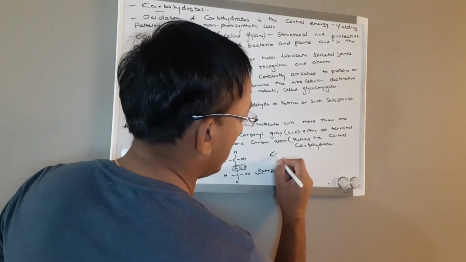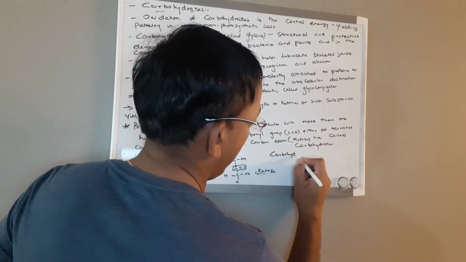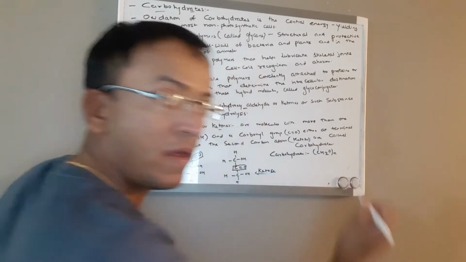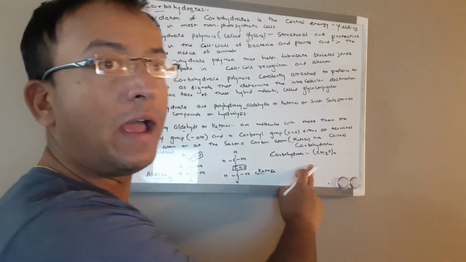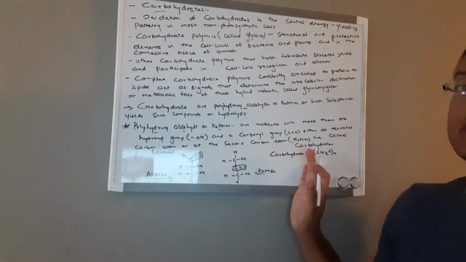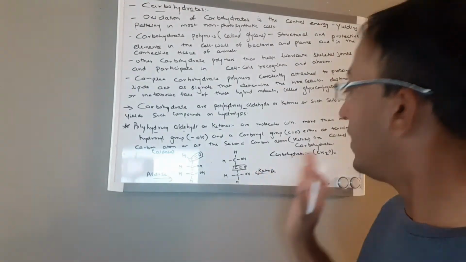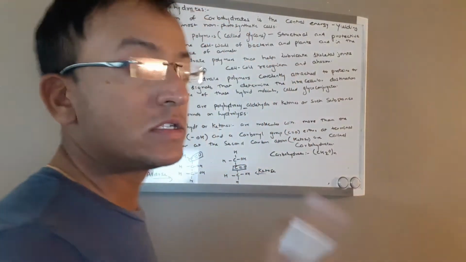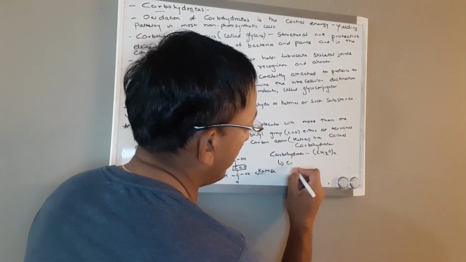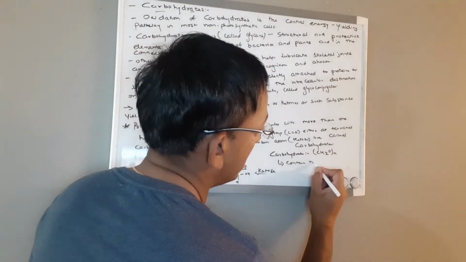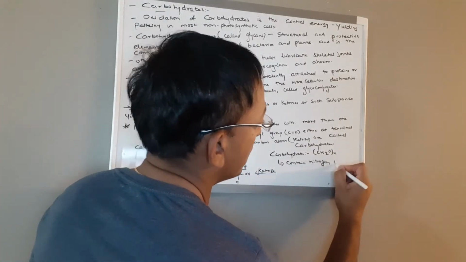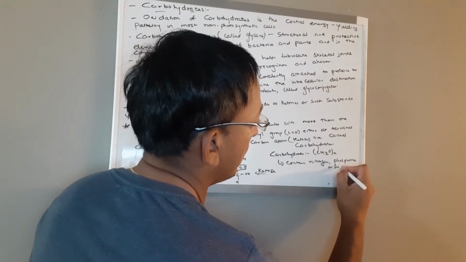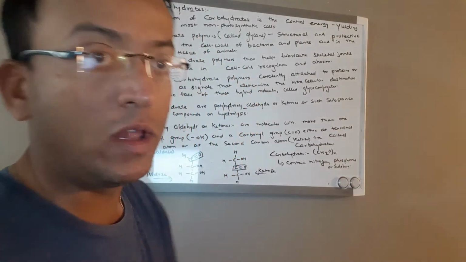What's the formula? It is CH2O n, right? So this empirical formula is not applied to all the carbohydrates. Why? Because some carbohydrates also contain nitrogen, phosphorus, or sulfur as well. All right.